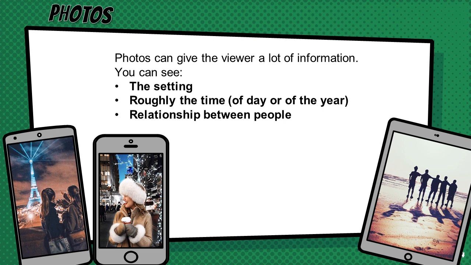Let's look at these three pictures. From the left to the right, we can see at the first one that it's nighttime in Paris and two friends are looking at the Eiffel Tower. The second one is quite obvious, also nighttime, but this time it's winter time as well in New York City. And the last one looks quite nice. It's a beach setting during the day with a bunch of friends.